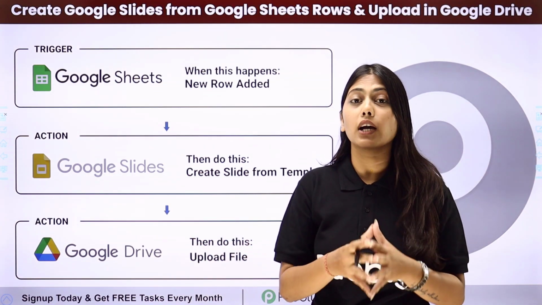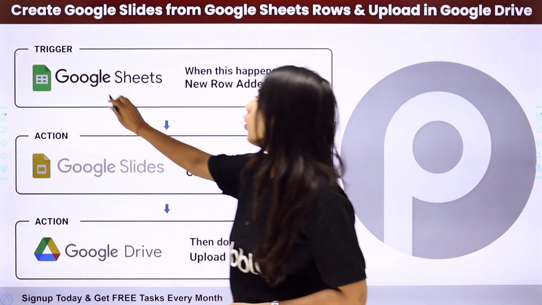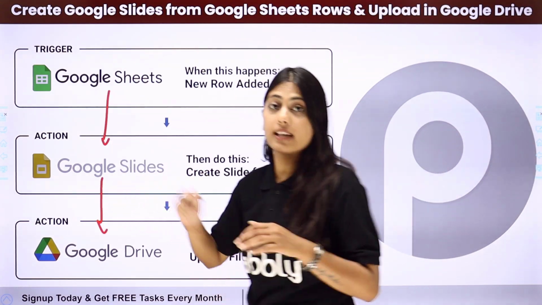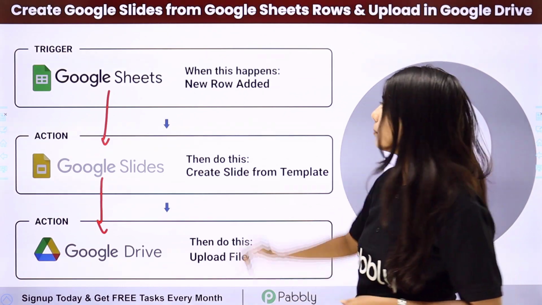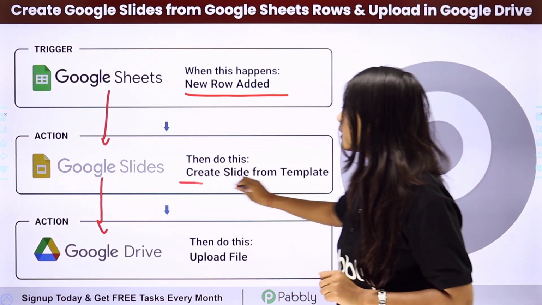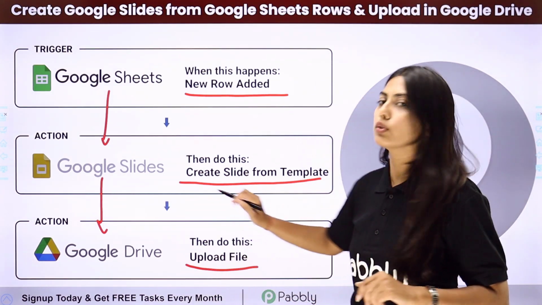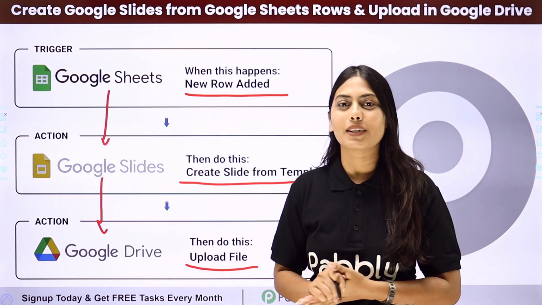To do this, we are going to create an automation with the help of Pabbly Connect to integrate all these three applications. Our trigger will be the new row added in Google Sheet. Our first action will be to create a slide from template, and our second action will be to upload the file in Google Drive. Let us learn how to do that.